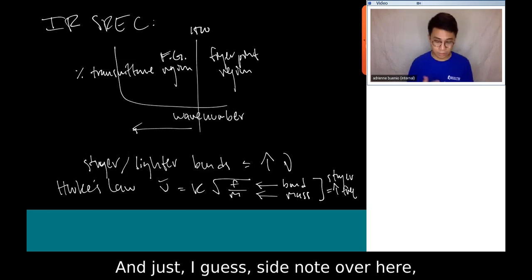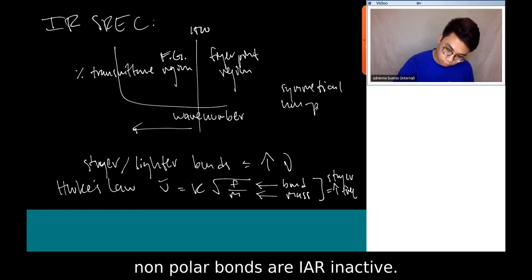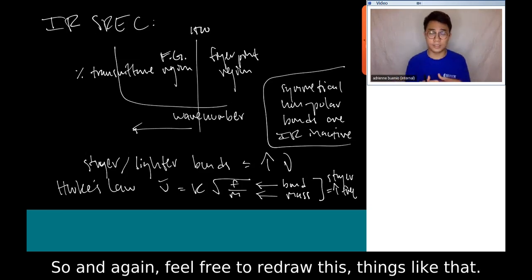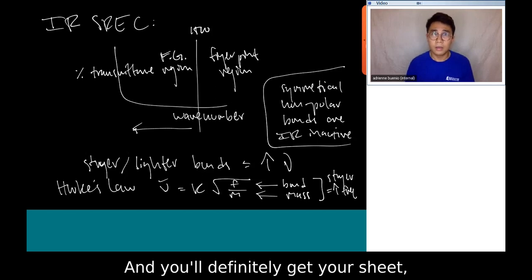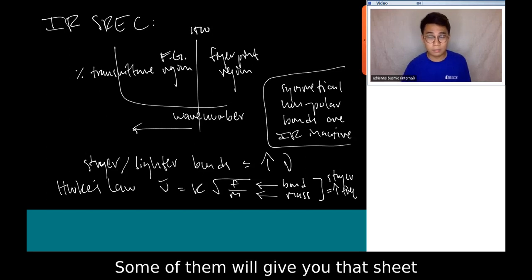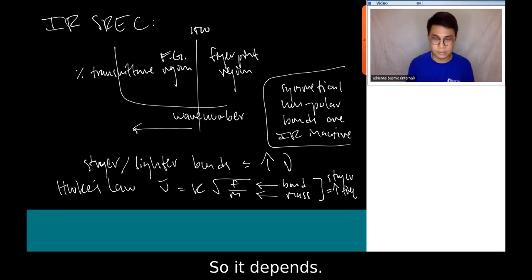And just a side note over here, we mentioned it a couple of times. Symmetrical, non-polar bonds are IR inactive, right? And again, feel free to redraw this, things like that, and you'll definitely get your sheet. But depending on your professor, some of them want you to memorize it. Some of them will give you that sheet as you take the test. So, it just depends. Ask your professor.